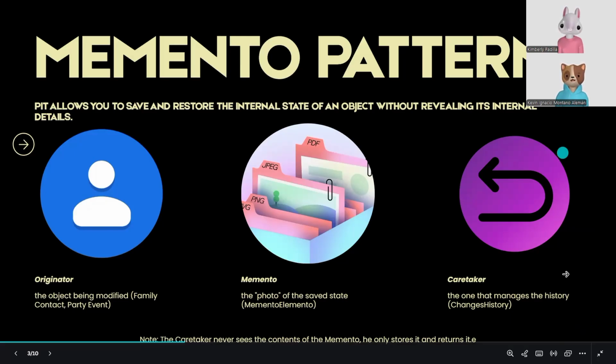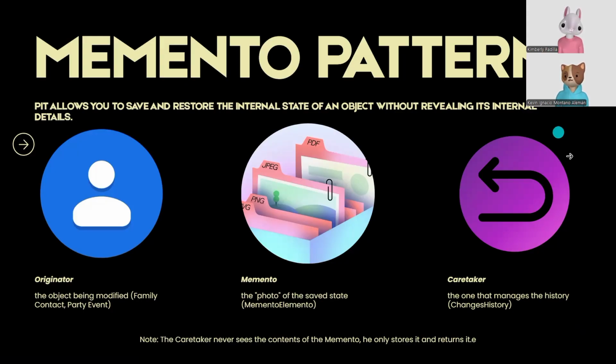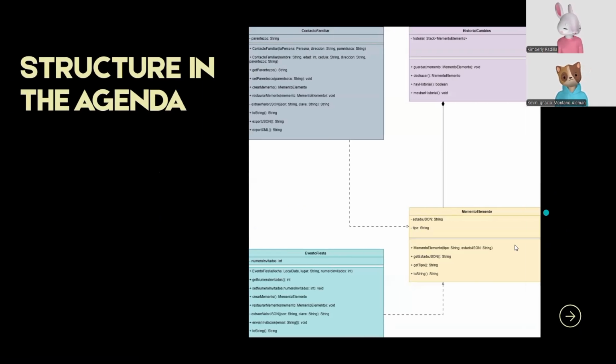The important thing is that the caretaker doesn't modify or review the internal data. It only saves the memento and returns it when an undo is needed. The diagram shows how the pattern was applied to the address book.